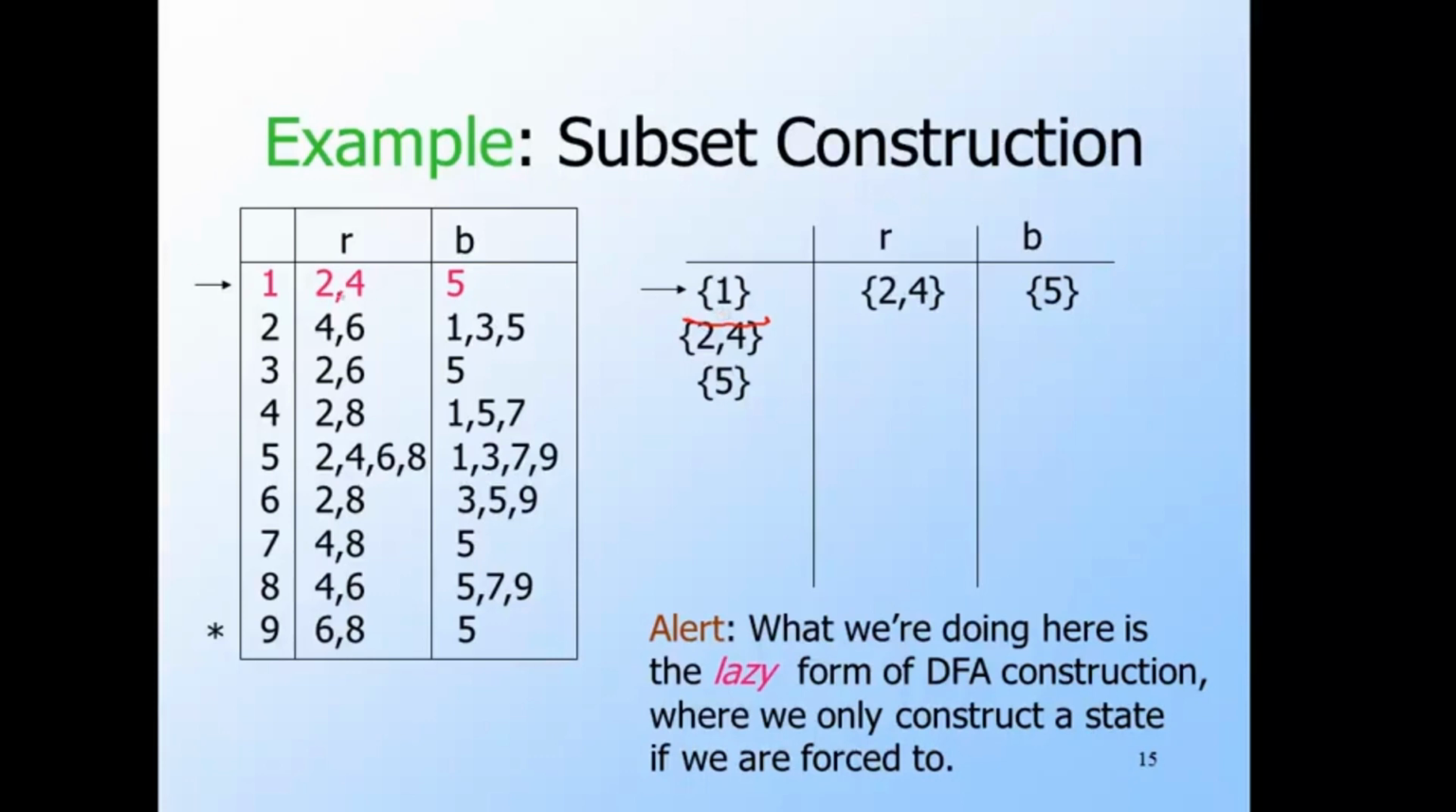Now, from the NFA table, which I've outlined here in red, we know that on R, 1 goes to 2, 4, and on B it goes to 5. And since this set is a singleton, that's all we need to know. So we know immediately that in the DFA, the set containing 1 goes to the set containing 2, 4 on R, and the set containing 5 on B. I've made rows for these two sets in the table. I haven't filled out the rows yet, but we know that we're going to have to, because they obviously are states that you can reach from the start state of the DFA.